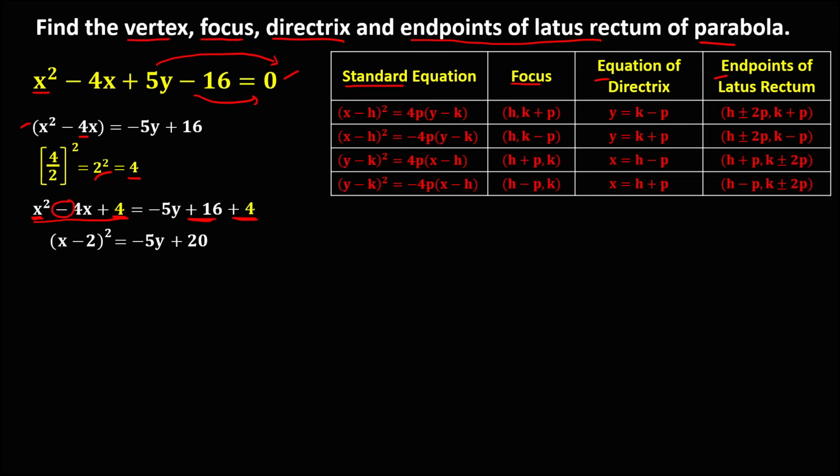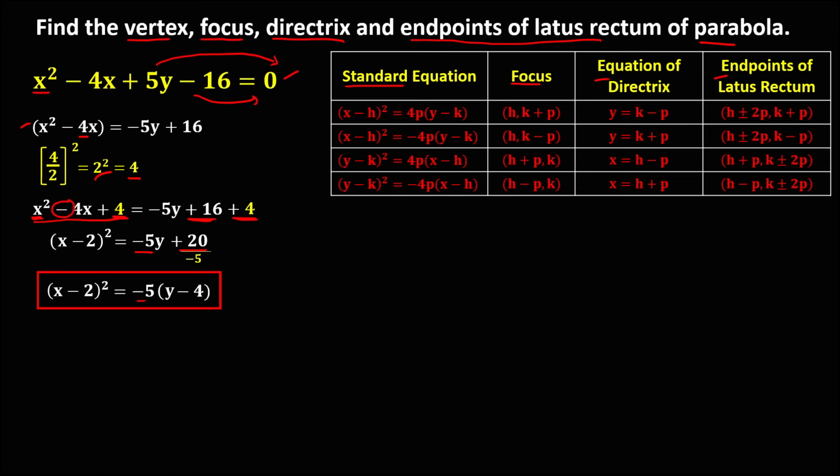Then this time, observe that on the right side, there is a numerical coefficient for the variable y. So we need to put that number outside. So this becomes negative 5, so put negative 5 outside. The remaining is y because we put negative 5 outside. Then for this positive 20, we need to divide this number by the number we put outside, so divide by negative 5. Positive 20 divided by negative 5 is negative 4. So this is now the standard equation for this parabola.